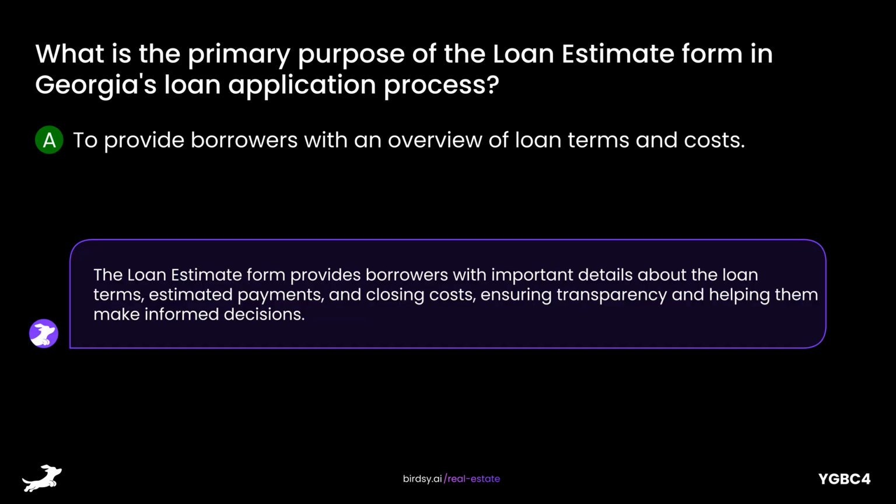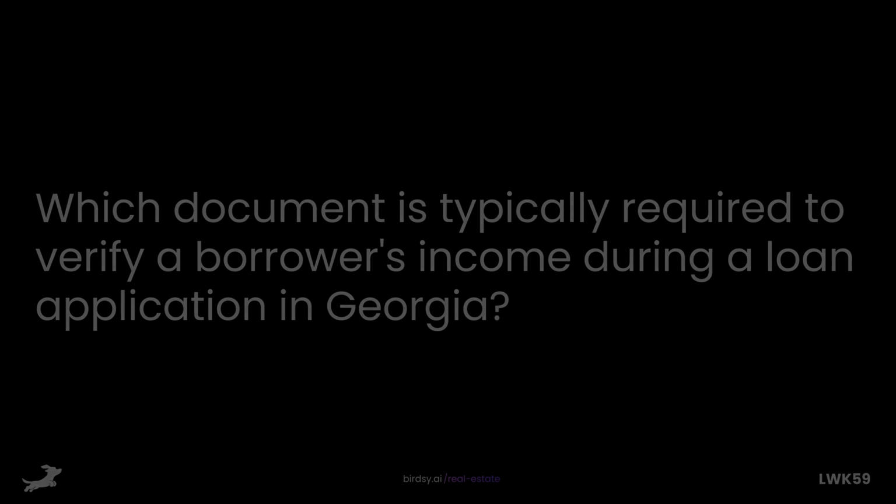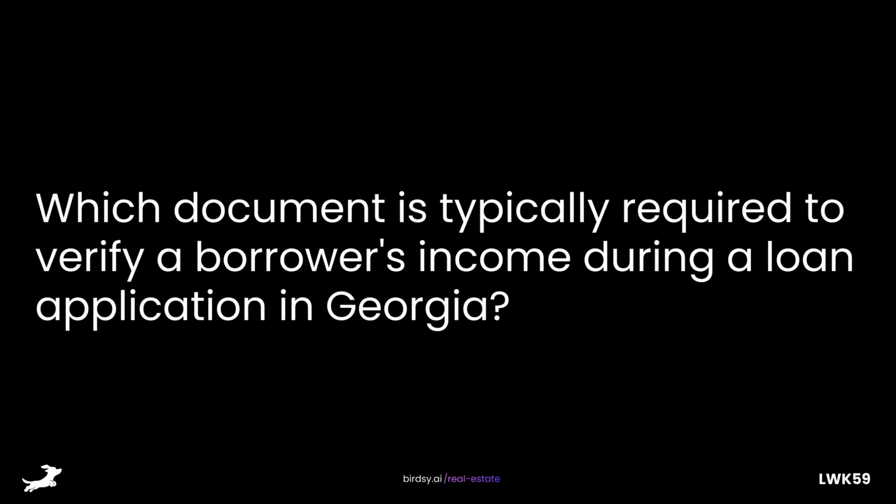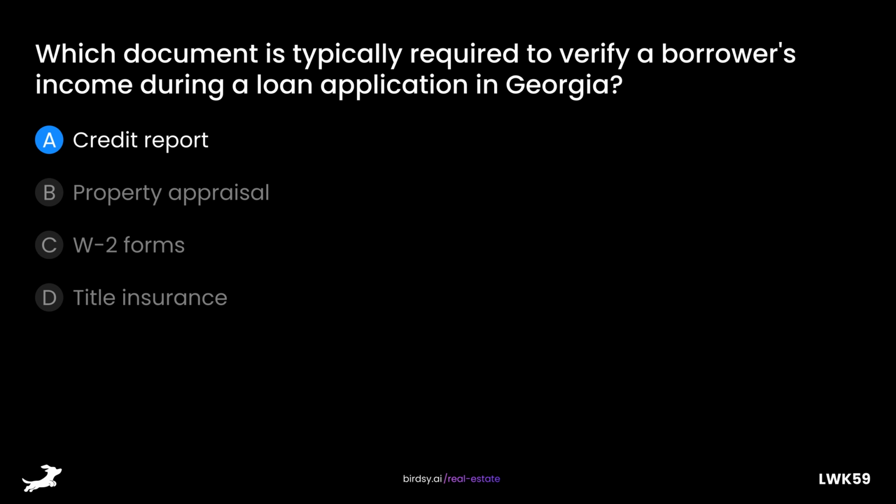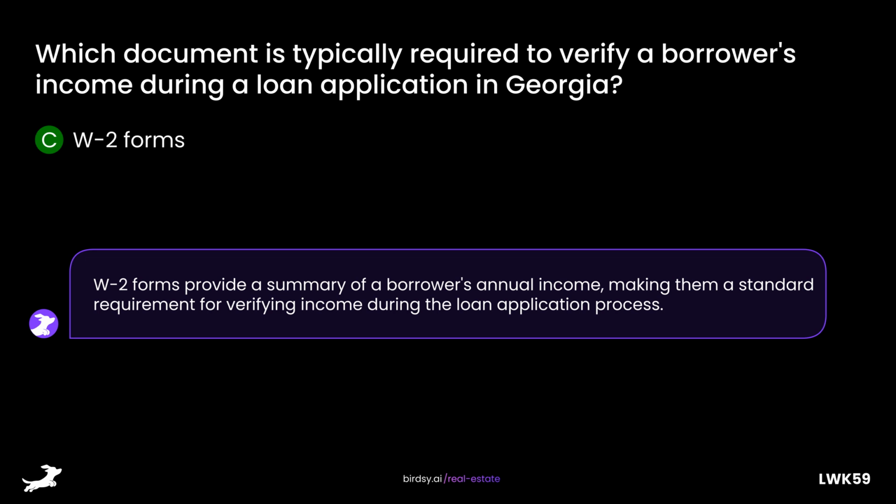The loan estimate form provides borrowers with important details about the loan terms, estimated payments, and closing costs, ensuring transparency and helping them make informed decisions. Which document is typically required to verify a borrower's income during a loan application in Georgia? Is it A, credit report, B, property appraisal, C, W-2 forms, or D, title insurance? The answer is C, W-2 forms.